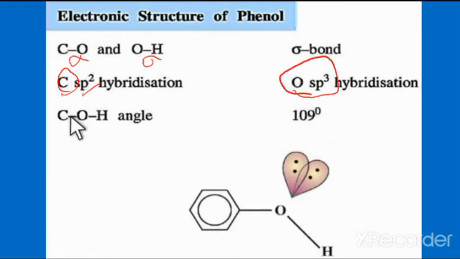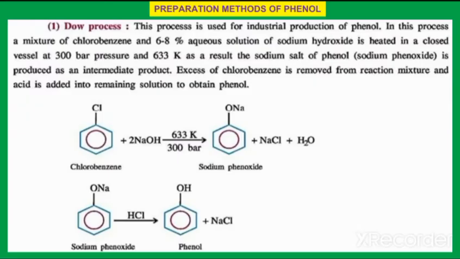The bond angle between C-O and O-H is 109 degrees. This bond angle is less when compared with the bond angle of sp3 hybridization, which is due to the repulsion between the lone pairs present on the oxygen in the case of phenol. Now the preparation methods of phenol.